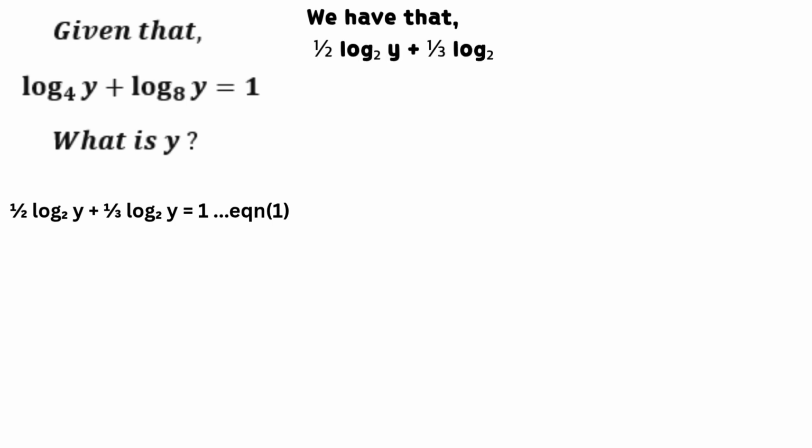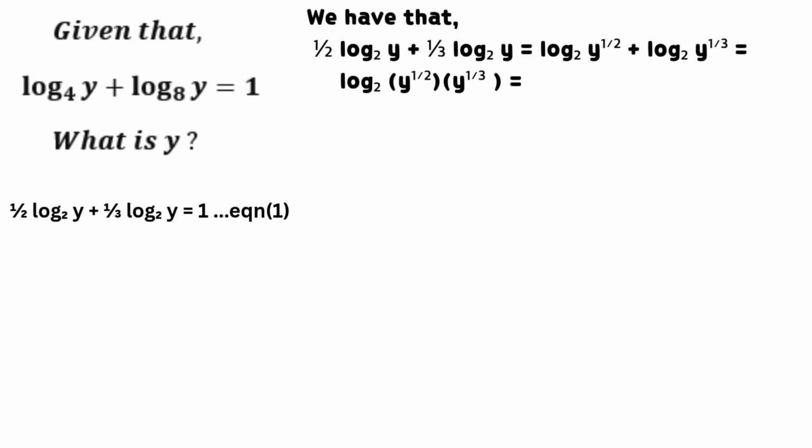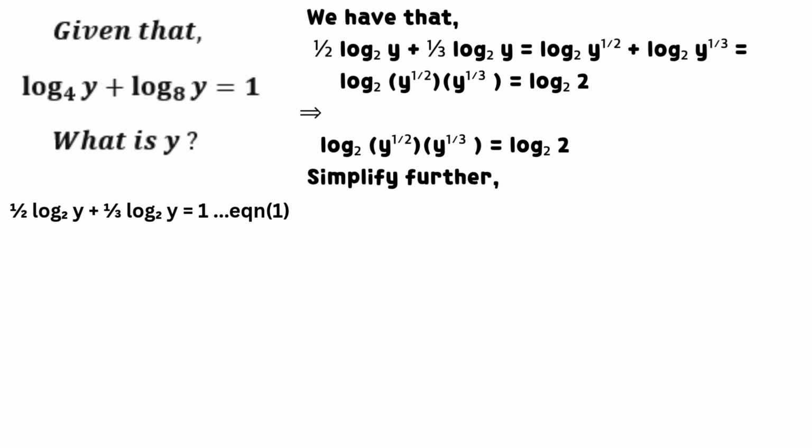We have that the sum of half times log y to base 2, and 1/3 times log y to base 2 equals the sum of log square root of y to base 2, and log cube root of y to base 2, which equals log of the product of the square root of y and the cube root of y to base 2, which equals log 2 to base 2. Simplify further so that log of the product of the square root of y and the cube root of y to base 2 equals log 2 to base 2.